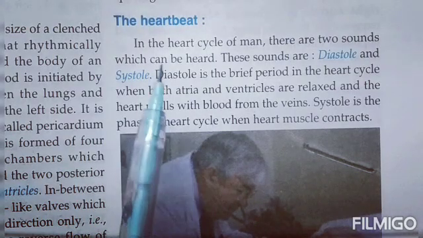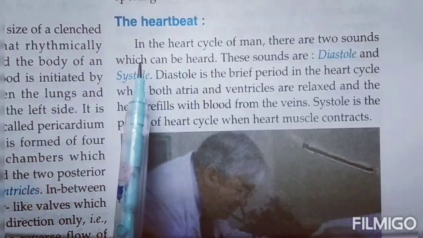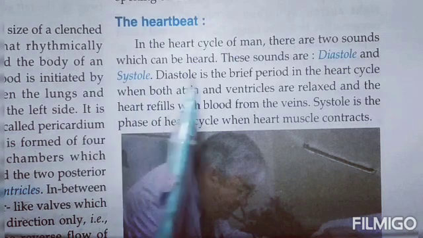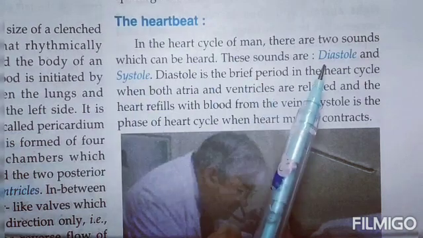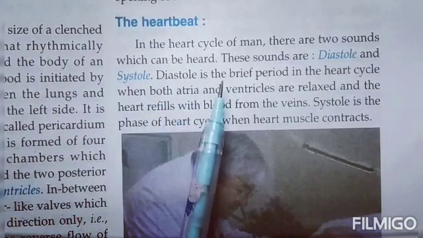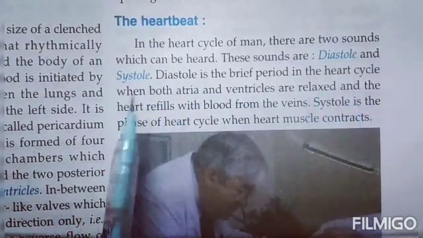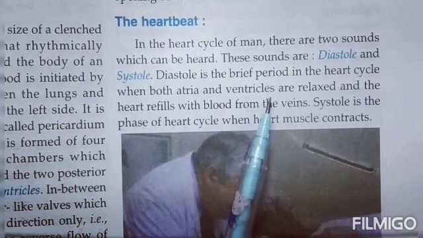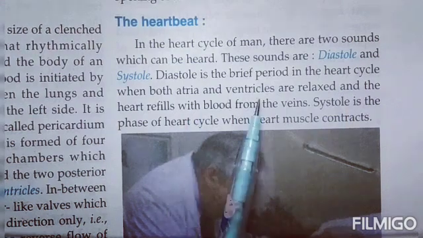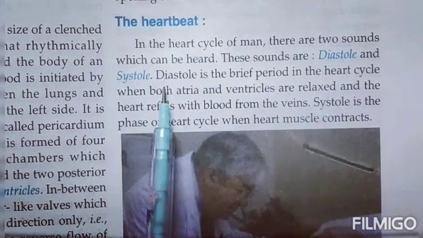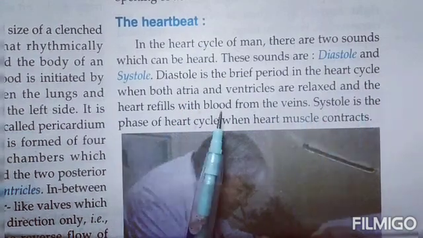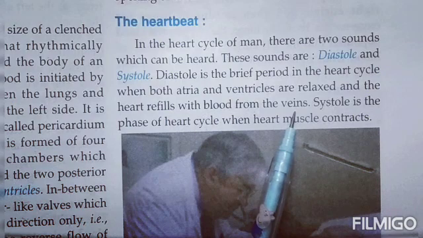Coming to the next thing, children, the heartbeat. In the heart cycle of a man, there are 2 sounds which can be heard. These sounds are the diastole and the systole. Diastole is the brief period in the heart cycle when both the atria and the ventricles are relaxed. Or you can say, children, when the heart is relaxing, that stage is known as the diastole. And that is the time when the heart gets filled with the blood from the veins.